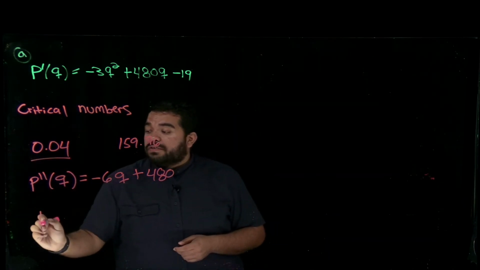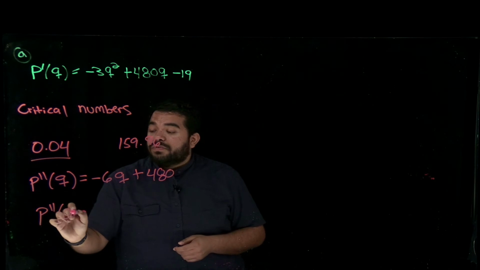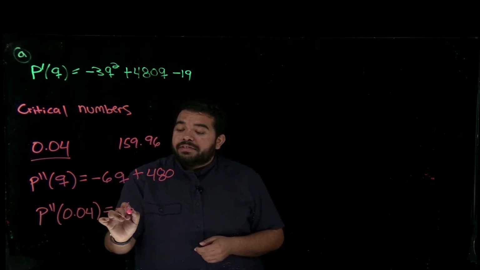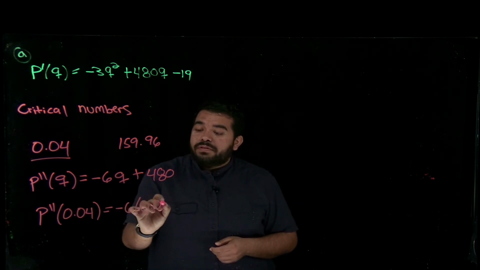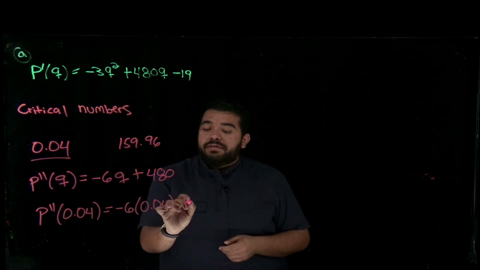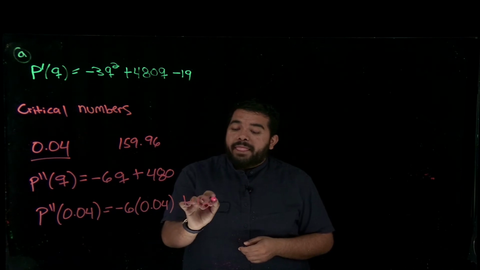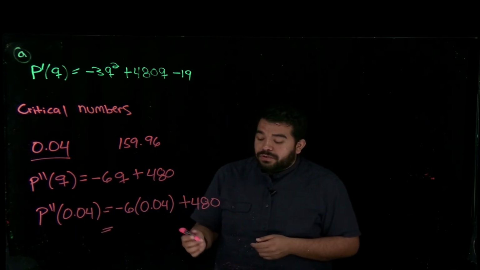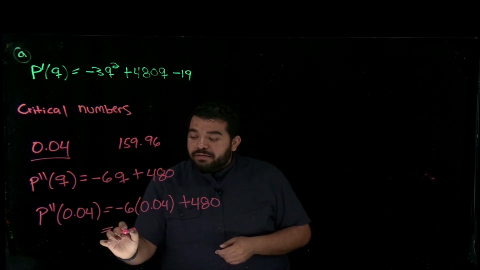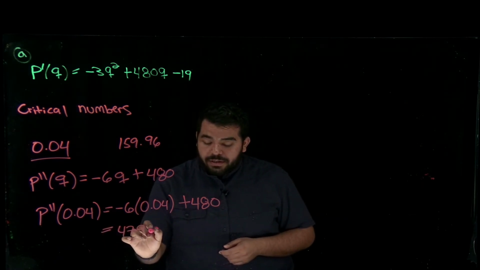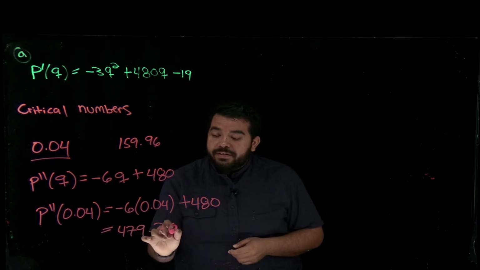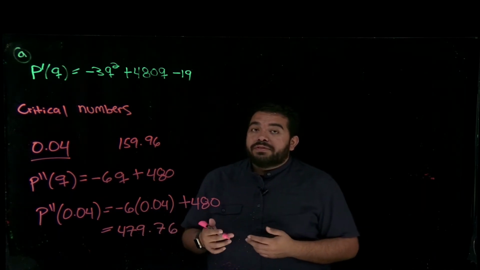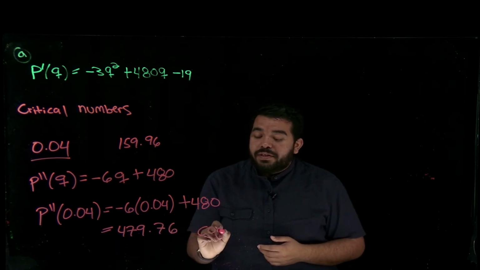So if I get this value and plug it into my second derivative, I get -6 multiplied times 0.04 plus 480. As I can see here, plug this into your calculator, and we get 479.76. Now, this is going to be a positive solution. So again, what does that mean? That means that this is going to be concave up.